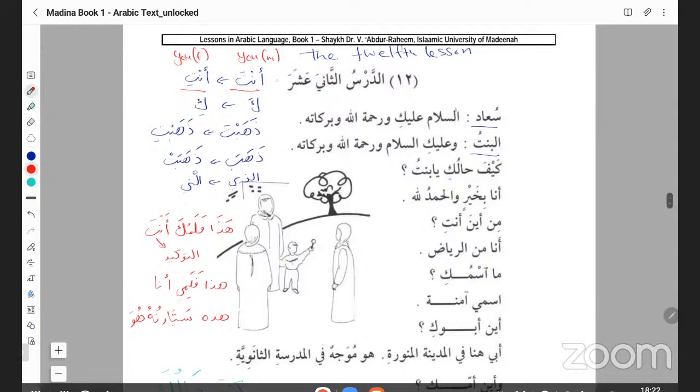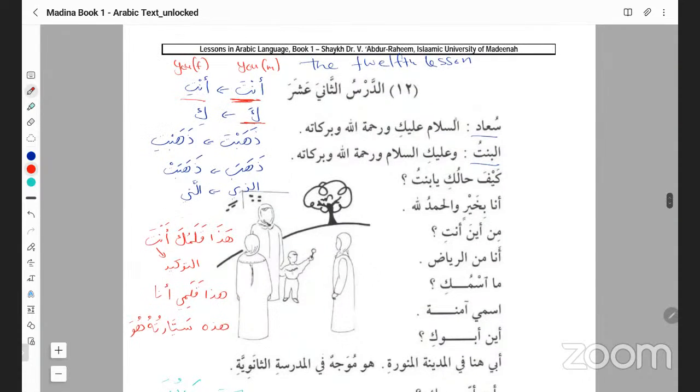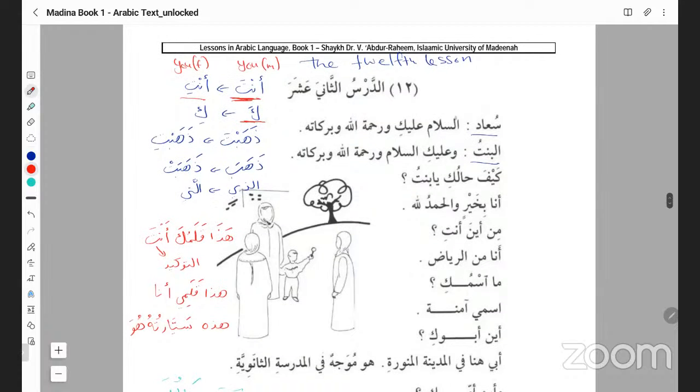Then we have ka, again male, which means you. The difference is that anta, as we spoke about this before, is on its own, and the ka is attached to a word. So for example, kitabuka, your book: anta is alone, and this pronoun ka is joined to a word before it. So kitabuka, your book, speaking to a male, and kitabuki, your book, speaking to a female.